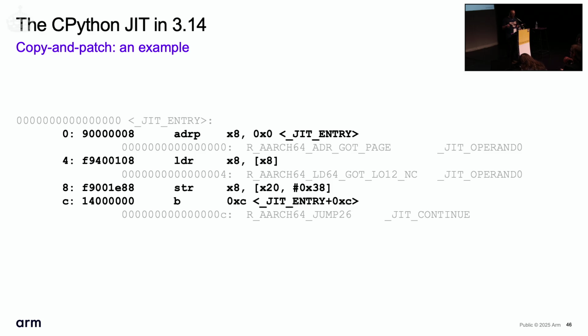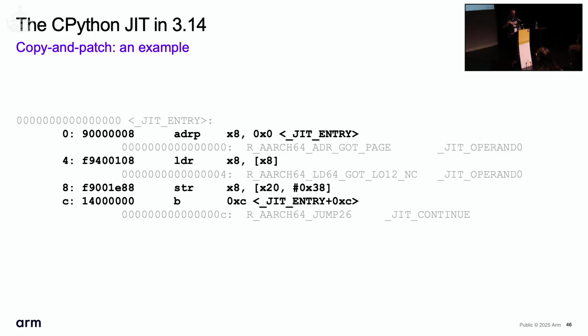The first one is an address page. This loads the page address of the JIT operand 0 symbol, which will be patched later with an actual value. The second instruction is a load register, which loads the full 64-bit operand, the new instruction pointer, into register X8. The third instruction is a store register, which stores that value into the frame instruction pointer field. On arm64, X20 holds the frame pointer, and the offset is 0x38. It corresponds to the instruction pointer field.